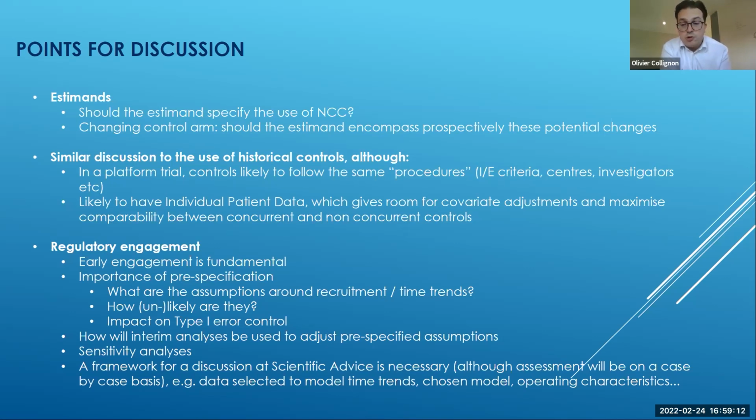There is probably also some room for having interim analyses in order to check our assumptions and see how we can react to that and at which cost. Again, importance of having different estimates and sensitivity analyses. And specifically, I'm calling out the need for a framework in which we could discuss that with regulators at scientific advice with the right information: again, assumptions, operating characteristics, and sensitivity analysis.